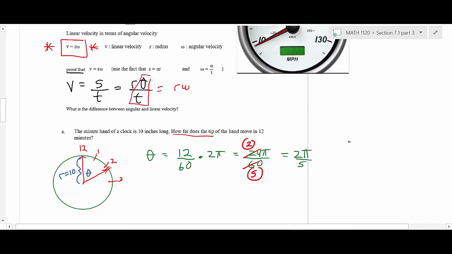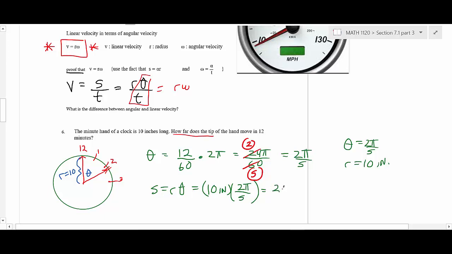So what we have then is theta is 2 pi over 5 radians, and r is 10 inches. If we want to find that arc, which is the distance the minute hand traveled, then we just do S is r theta. So r is 10 inches, and I'm going to multiply that by 2 pi over 5 radians. And then again, we can reduce. You can multiply out first, then reduce. So if you want to do it this way, you could.